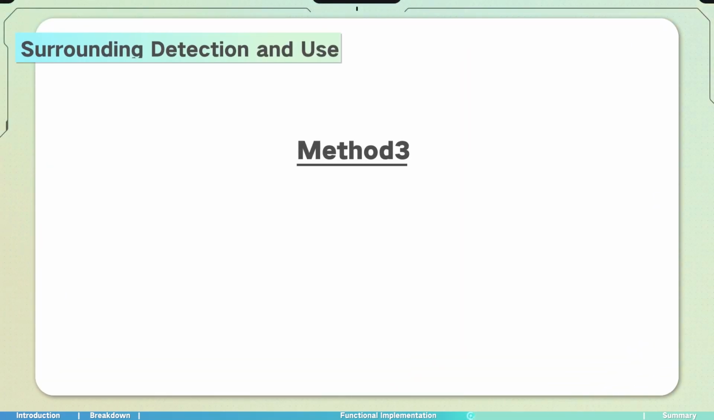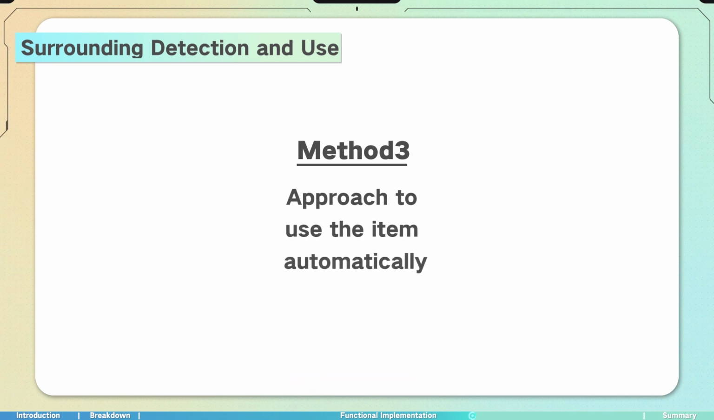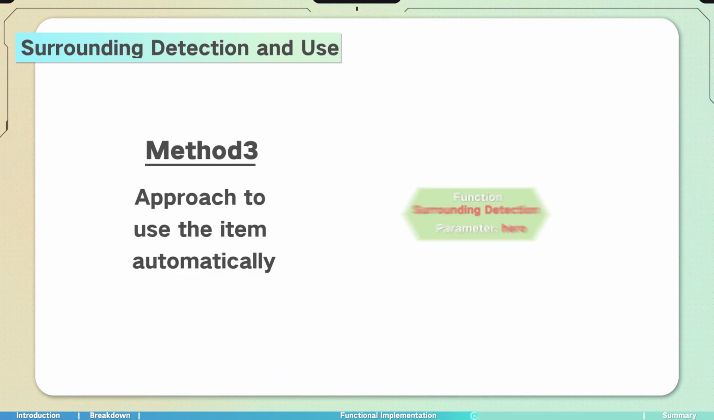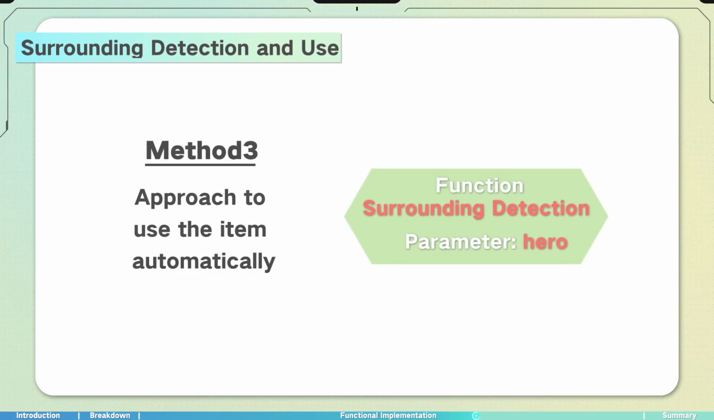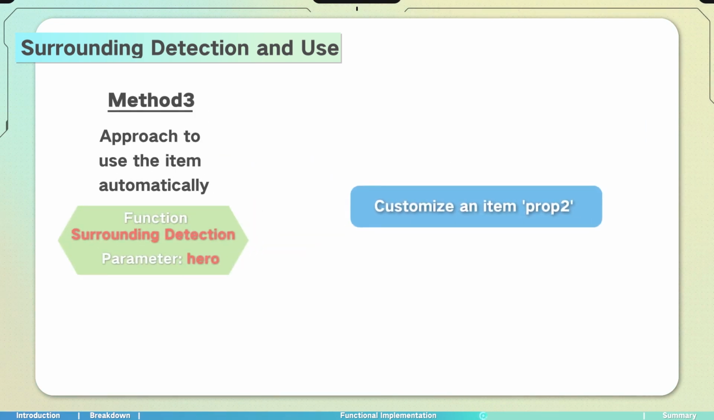Let's see how to achieve the third method, approaching to use the item automatically. We can create a new function, surrounding detection, to detect whether there are interactive objects around the hero unit and use them immediately. First, place some items on the map as the interactive objects. We can name the item prop2.